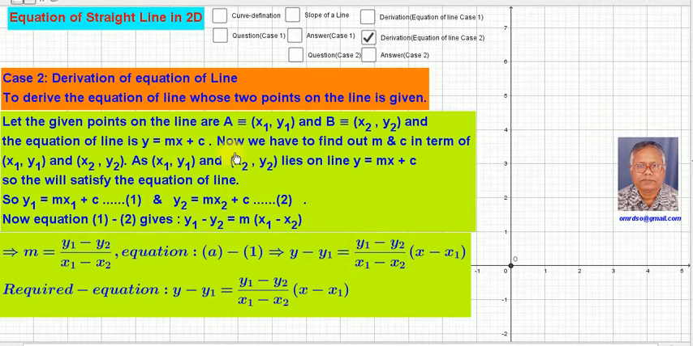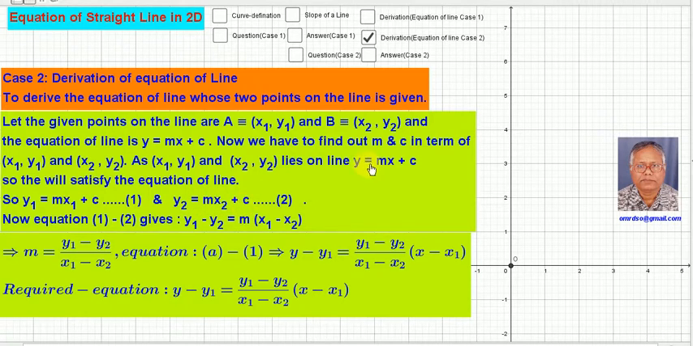Now (x1, y1) and (x2, y2), they are 2 points which lie on the line, so they will satisfy the equation of line. So if you satisfy, means put y is equal to y1, x is equal to x1, left hand side must be equal to right hand side. I mean y1 is equal to mx1 plus c first, and y2 is equal to mx2 plus c second.